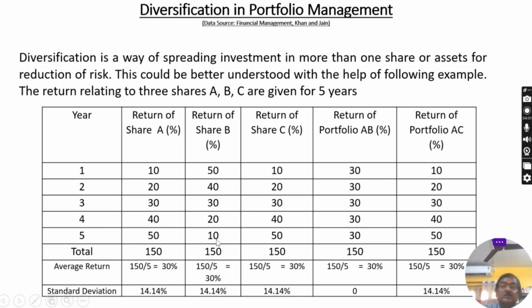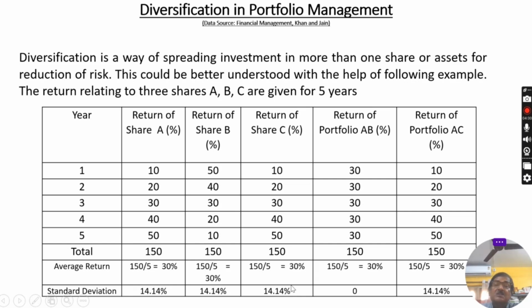14.14%. That means the data has been taken in such a way that the returns for share A, share B and share C are the same, which is 30%. And the risks are also the same for each share: for share A it is 14.14%, for share B the same, and C also the same.